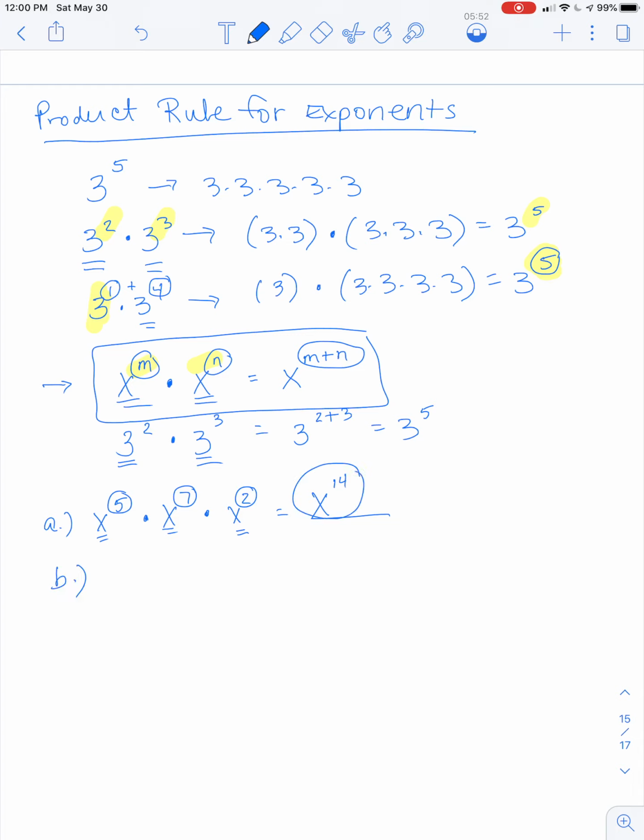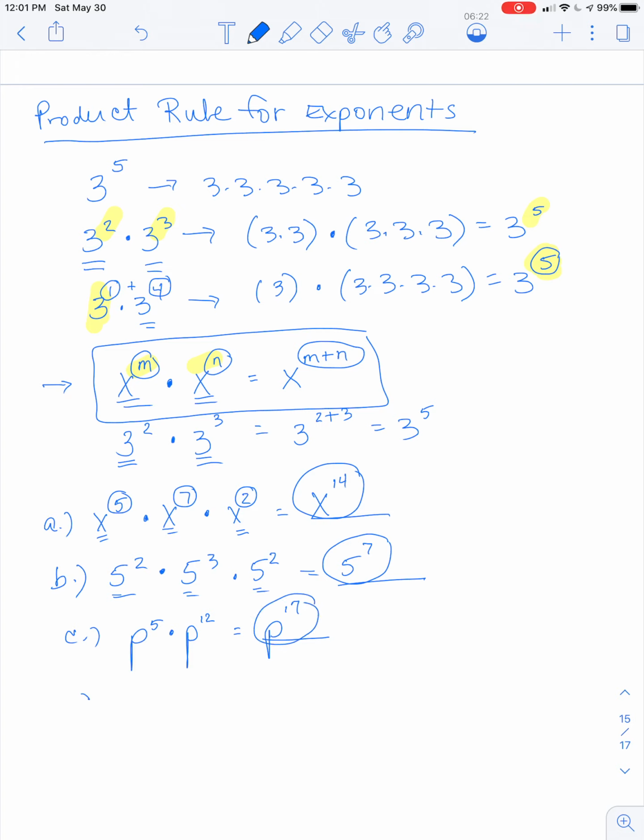Letter B, let's give this one a shot. So we have 5 to the 2nd power times 5 to the 3rd power times 5 to the 2nd power equals 5 to the what power? We have the same bases, so we add our exponents, and it should be 5 to the 7th power. The next one, letter C, is p to the 5th power. You're going to notice that all the bases are going to have a p. And what would our answer here be? P to the 17th is hopefully what you said.